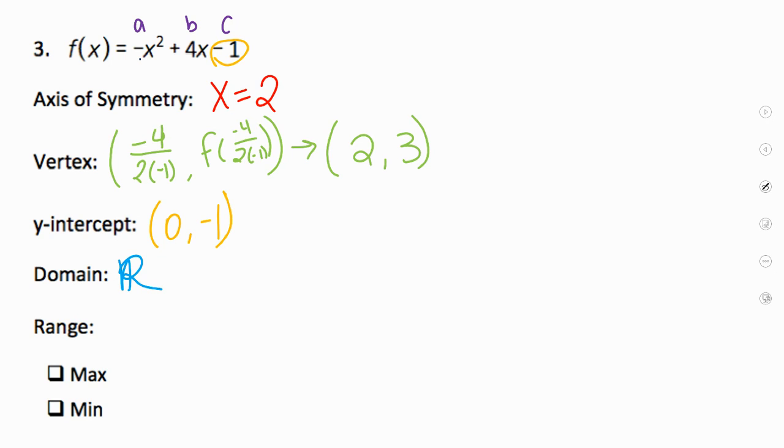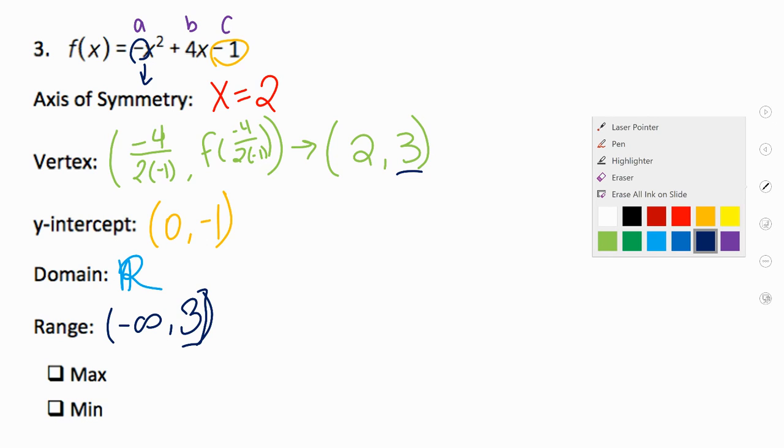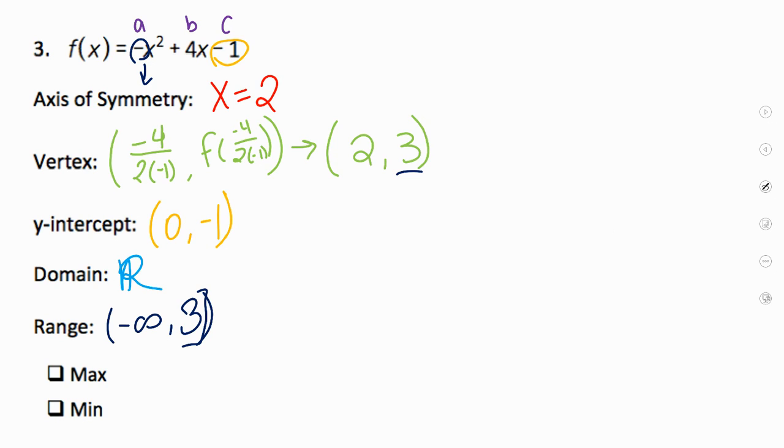This negative sign tells me it's opening down. So my range, when it opens down, is going to start with negative infinity and go to the vertex y. That is a bracket because it's included. Remember our domain and range. And then is this a maximum or minimum? It is opening down, so we got a maximum.